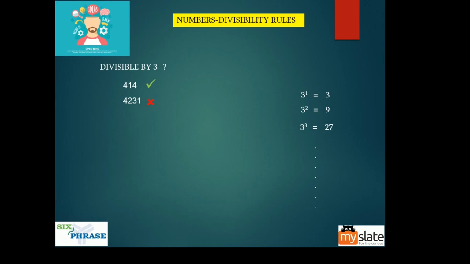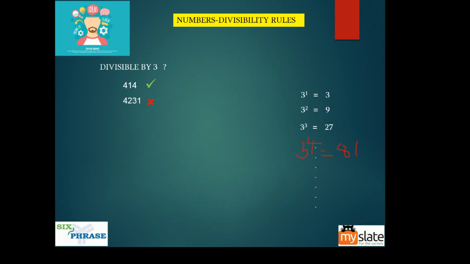What is 3 power 4? 3 power 4 is equal to 81. So 3, 9, 27, 81, 243, they all have the same divisibility check. I'll tell you how to do it.